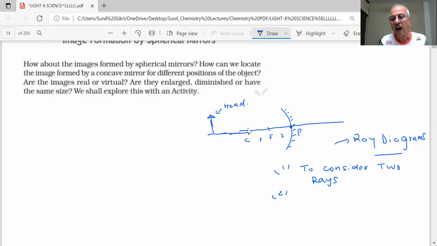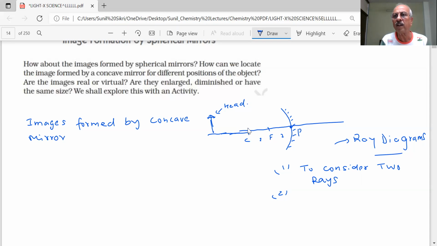Whenever I want to draw the images formed by spherical mirrors, it could be concave or convex. First, I am taking a concave mirror. Images formed by spherical mirrors. Here, I am taking a concave mirror, students.